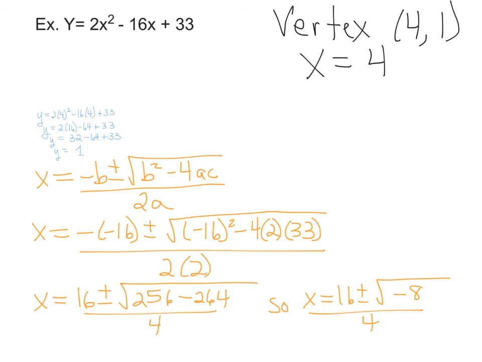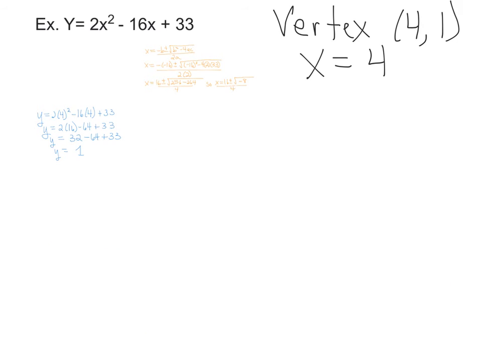Okay, so when I run it through the quadratic formula, I end up with x equals 16 plus or minus the square root of -8, over 4. So this gives me the red flag. This means that there are no zeros, so there's nothing on the graph that crosses the x-axis. But you can still graph this. We're just going to have to find some new points.